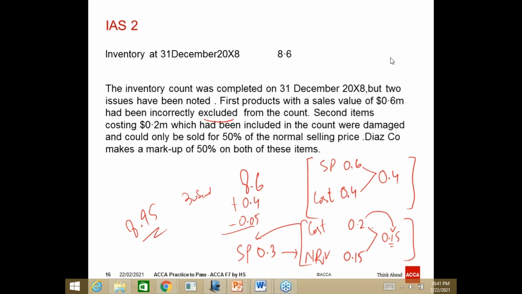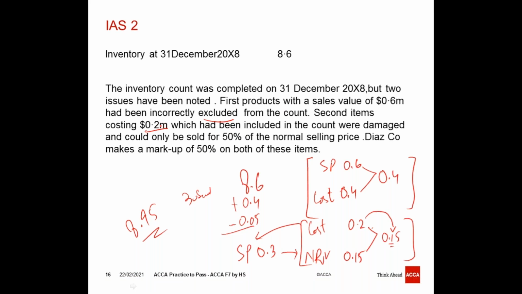Again, first read this point: inventory costing 0.2 million, which has been included in the inventory count, was damaged and could only be sold at 50% of the normal selling price. So first of all, you need to calculate the normal selling price. Cost plus profit equals sales value, right? The cost is 100%, the profit is 50%, so the sales value should be 150%.